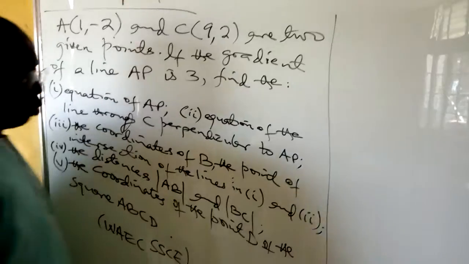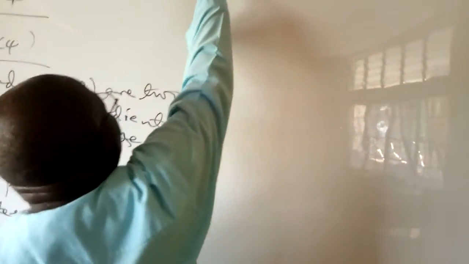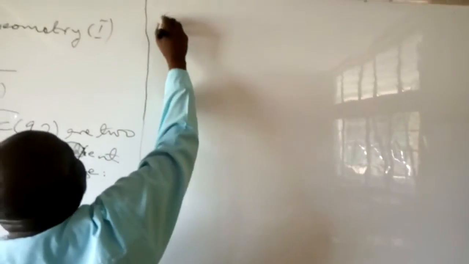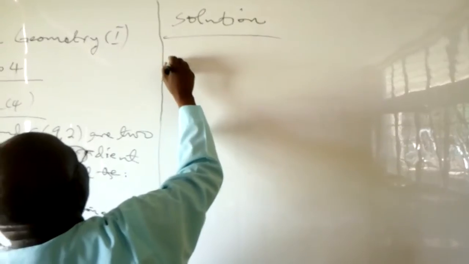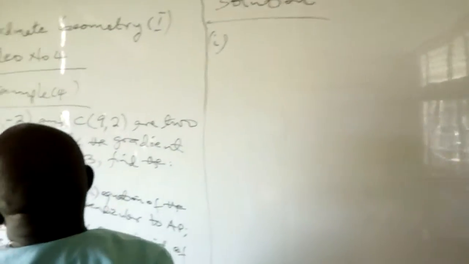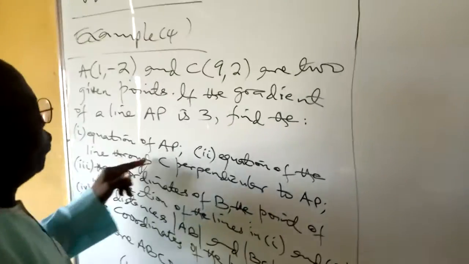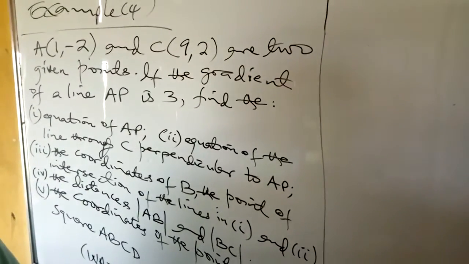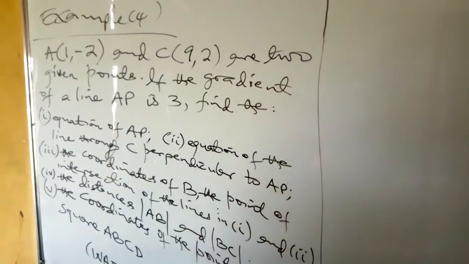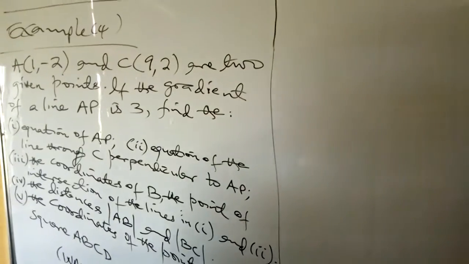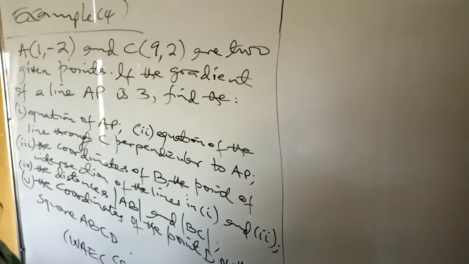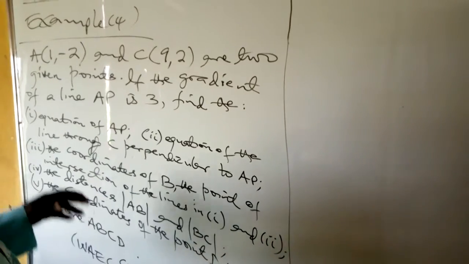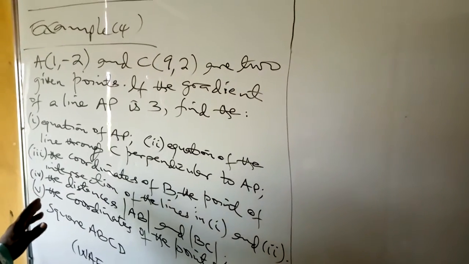Now, solution. Roman figure 1. The question says we should find the equation of AP. That is the first question. How do you find the equation of AP? That means there is a point P somewhere, and we don't know the coordinates of that point P.